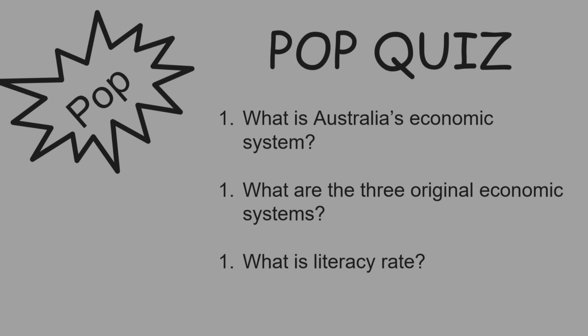And then number 3, what is literacy rate? 5, 4, 3, 2, 1. So the literacy rate is the number of people in a country over the age of 15 who can read and write.